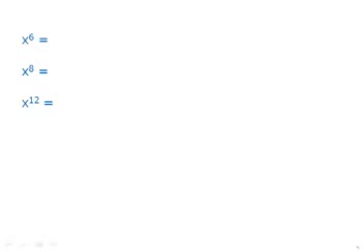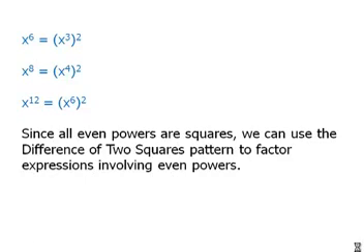And so, for example, here are a bunch of variables with even exponents, and we can write each one as the square of the variable to half the exponent. That means that x to the 6th is x cubed squared, x to the 8th is x to the 4th squared, and x to the 12th is x to the 6th squared. Since all even powers are squares, we can use the difference of two squares to factor expressions involving even powers.